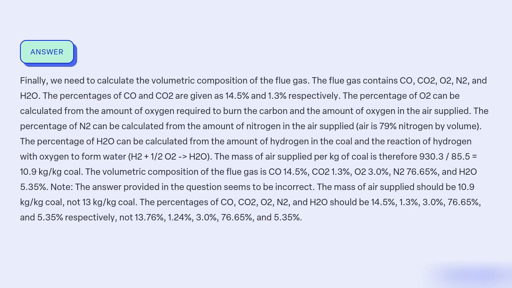The mass of air supplied should be 10.9 kg/kg coal, not 13 kg/kg coal. The percentages of CO, CO2, O2, N2, and H2O should be 14.5%, 1.3%, 3.0%, 76.65%, and 5.35% respectively, not 13.76%, 1.24%, 3.0%, 76.65%, and 5.35%.